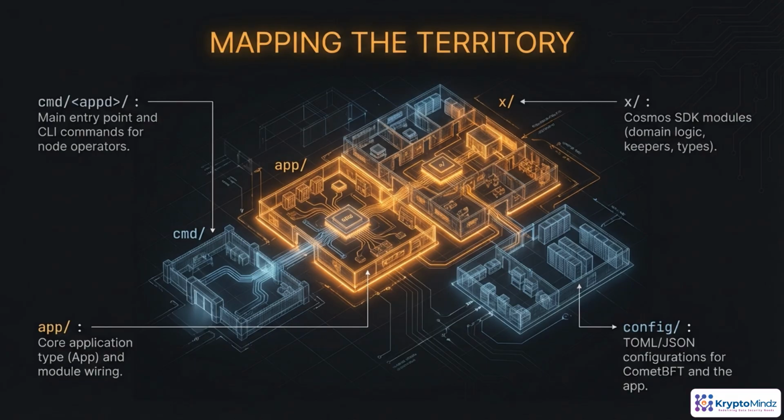When you open a Cosmos SDK codebase, you're really looking at a few core neighborhoods. The cmd directory is what node operators touch: binaries and CLI commands. Think of it as the shell around your app. The heart of the chain lives in app. That's where the app type wires modules together, configures stores, and exposes ABCI and ABCI++ hooks. Most of your domain logic sits in one folder per module: state types, keepers, messages, and services. And finally, config holds the TOML or JSON that actually runs the network: CometBFT parameters, app settings, and genesis tweaks.